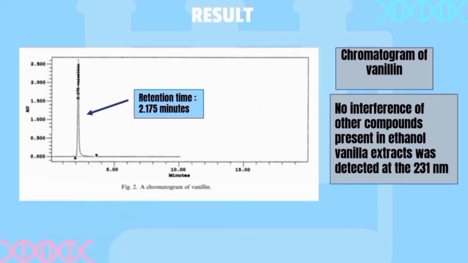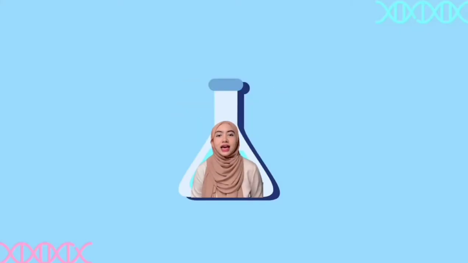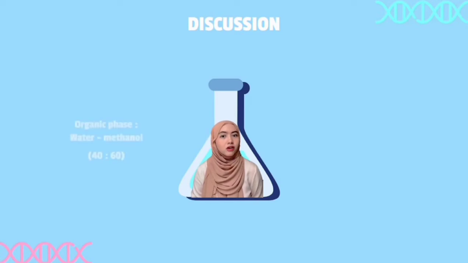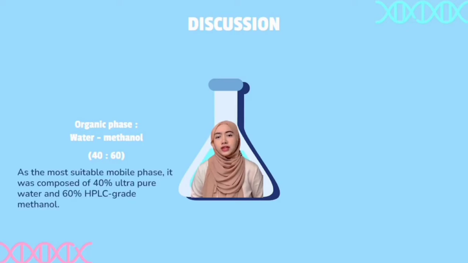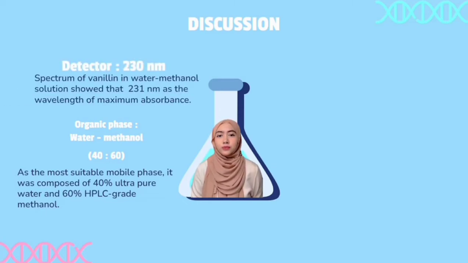Thank you. Hi, I am Nurfana. As for the discussion, this experiment found that the organic phase consisting of water-methanol with a ratio of 40-60 was the more suitable mobile phase, composed of 40% ultrapure water and 60% HPLC grade methanol. The spectrum of vanillin in water-methanol solution showed 231 nanometers as the wavelength of maximum absorbance.